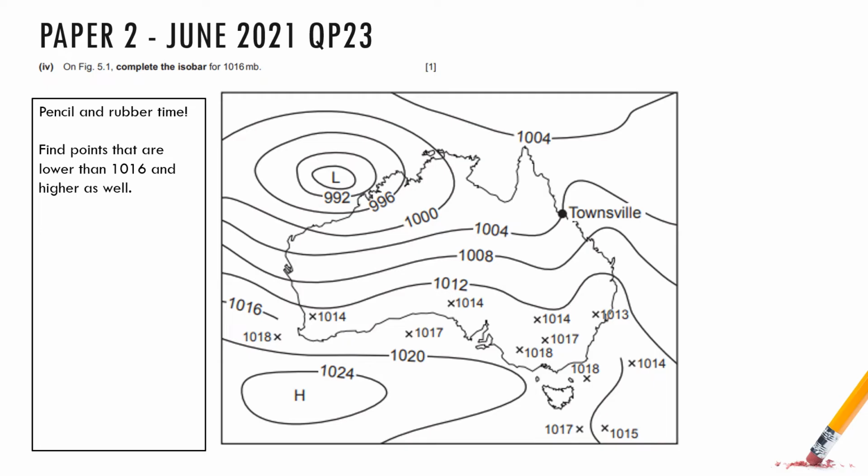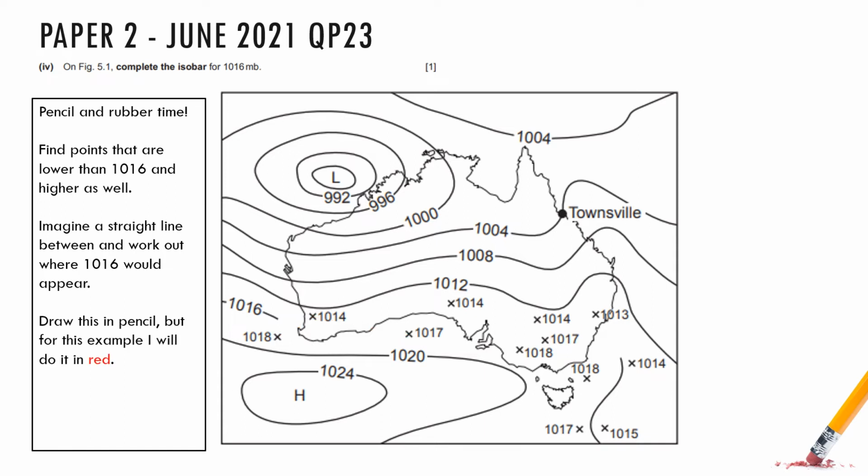You need to find points that are lower than 1016, because we have to draw the line 1016, and higher as well. So in the first example, you can see we've got 1014 and 1018. I want you to imagine a straight line between those 2 points. So here I've got 1014, I've drawn a straight line between 1018, and a straight line between 1014 and 1017. Imagine where 1016 would appear on that line. In the case of the first one, 1014 and 1018, 1016 is exactly halfway between the 2. So I'm going to put my little red X there. Again, you will need to draw this in pencil, but red will stand out better on my screen.